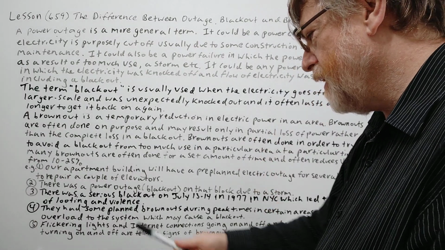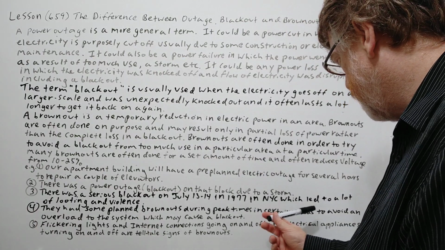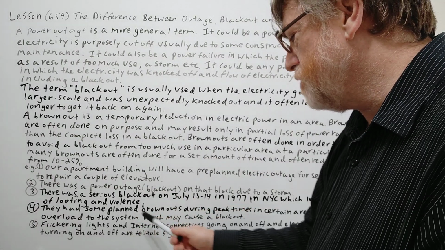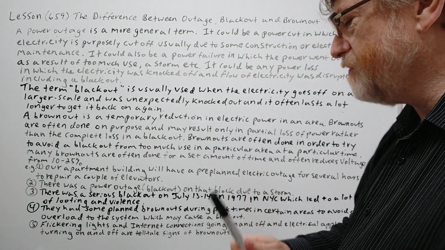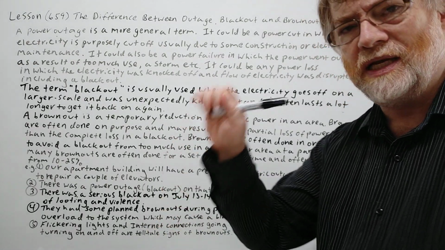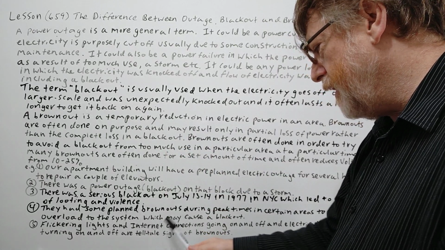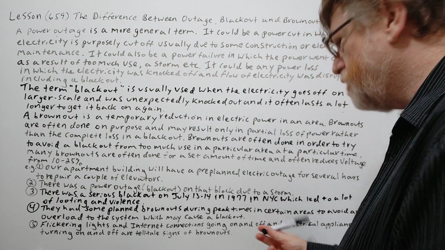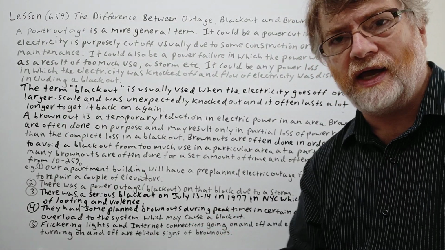All right, number 4. They had some planned brownouts during peak times in certain areas to avoid an overload to the system, which may cause a blackout. Good. And number 5, the last one, flickering lights. When the lights are going on and off, internet connections going on and off, and electrical appliances turning on and off are telltale signs of a brownout.